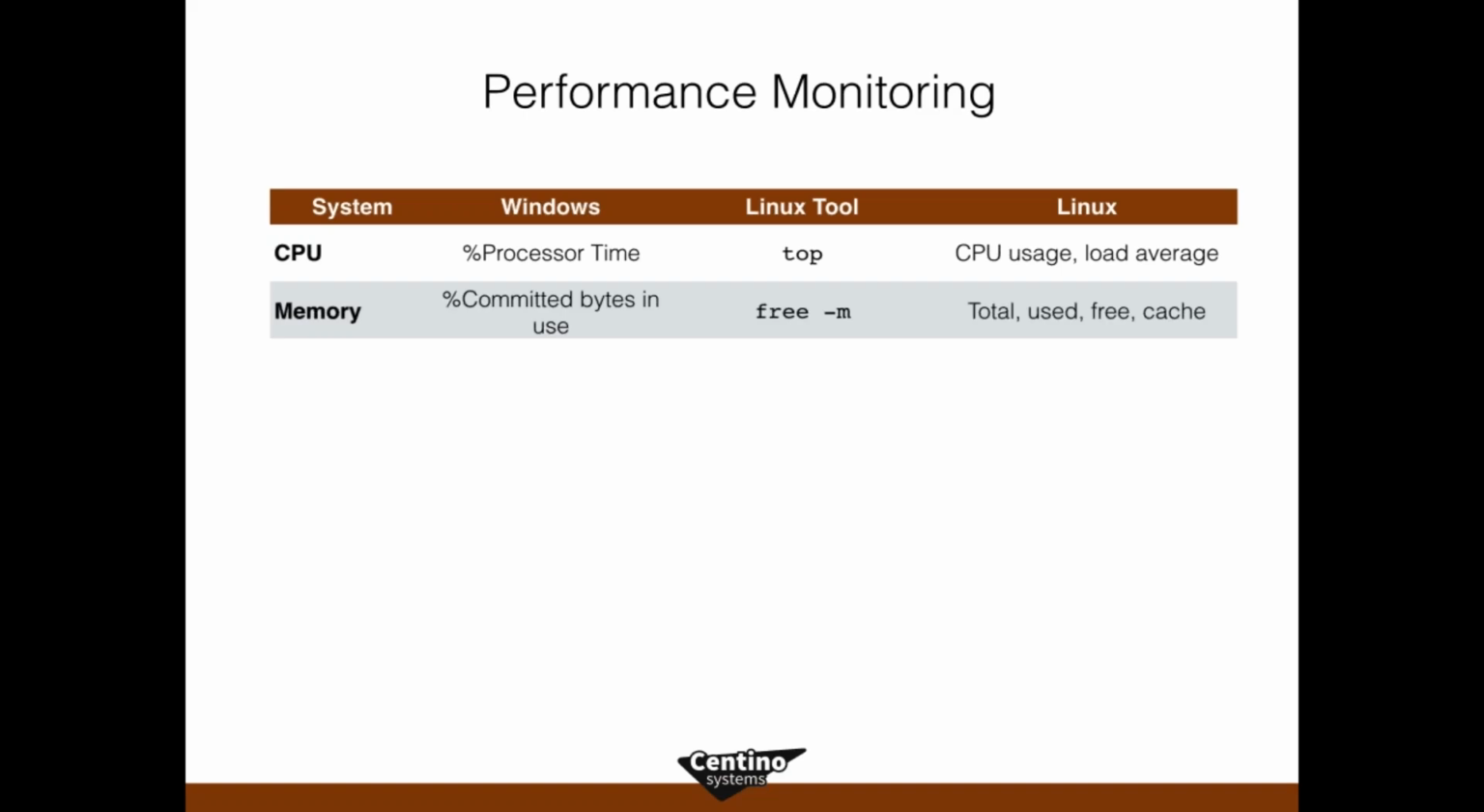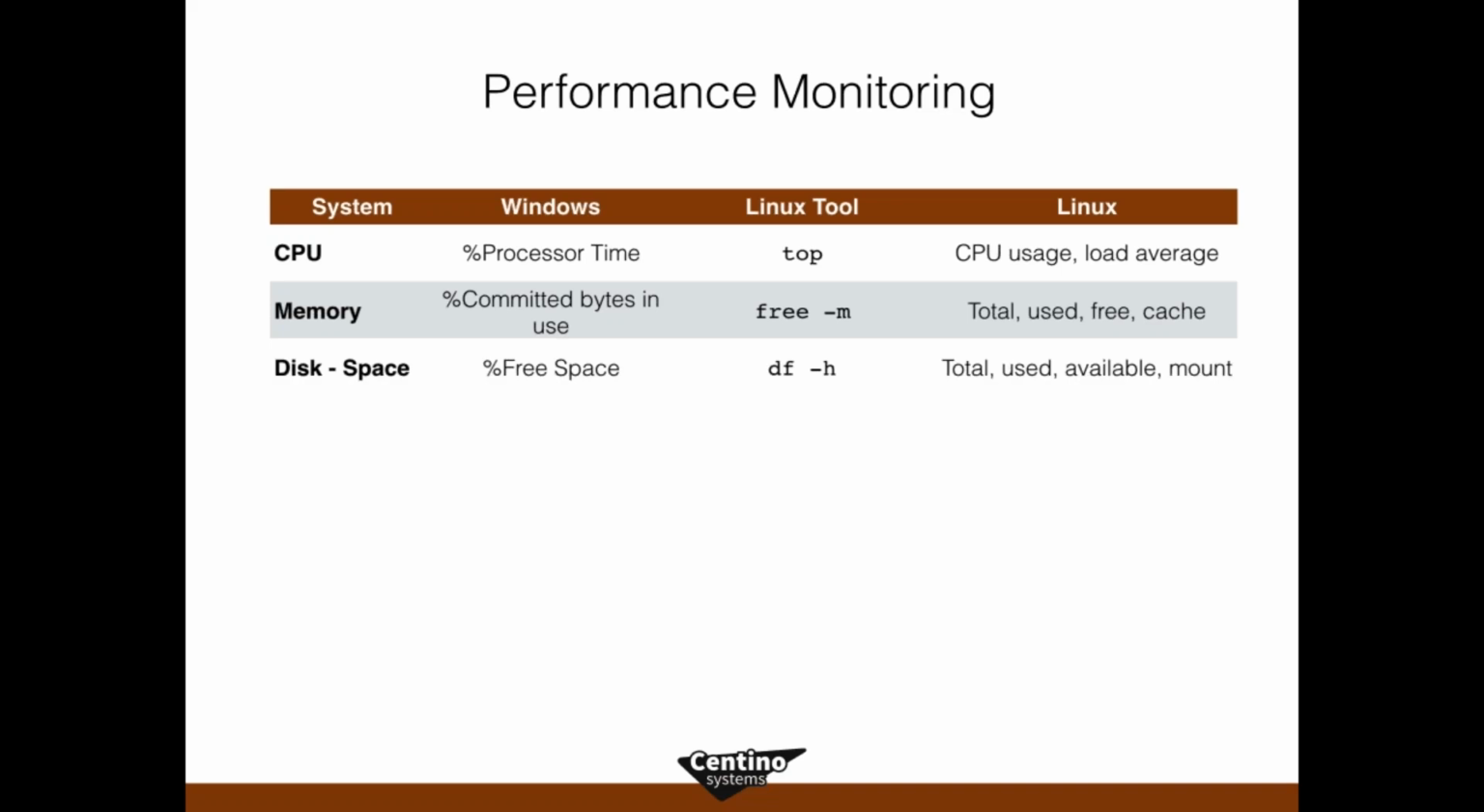For memory, on Windows you'd look at percent committed bytes in use. On Linux, you'd use free -m, and the output you're going to get from free -m is the total amount of memory in your system, how much is used, how much is free or available, and also the size of what's called the file system cache.